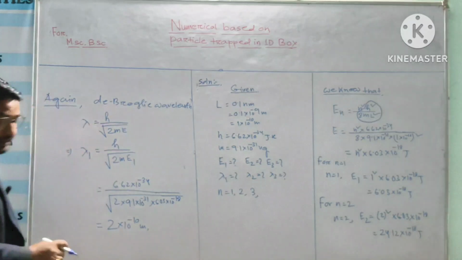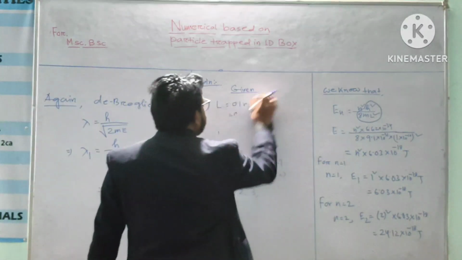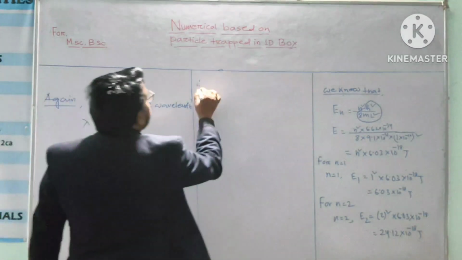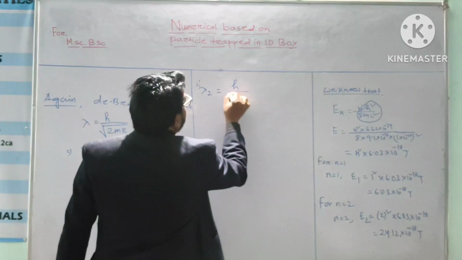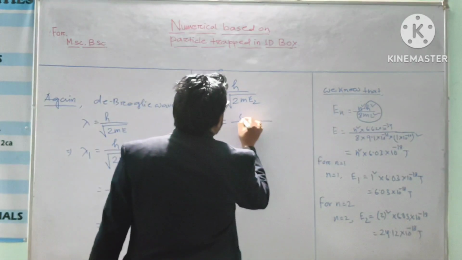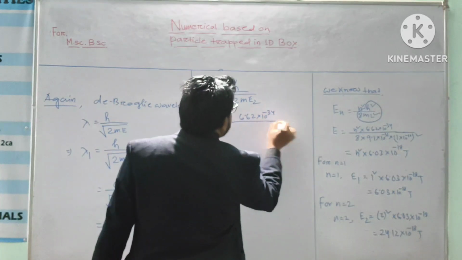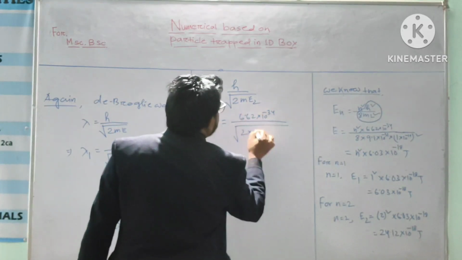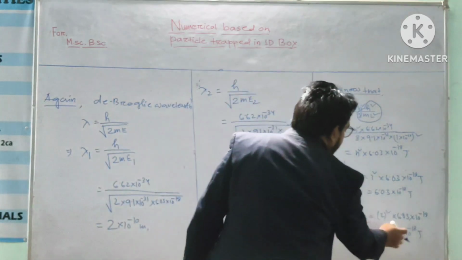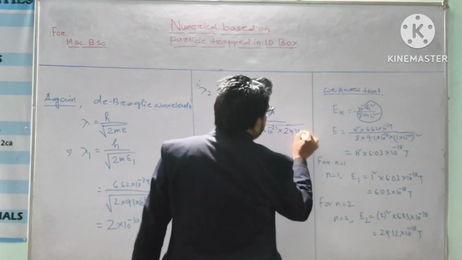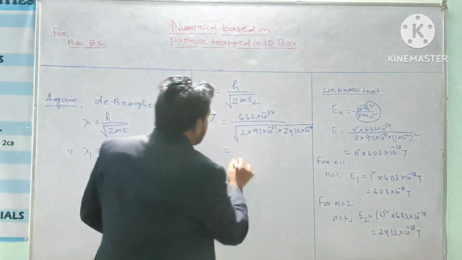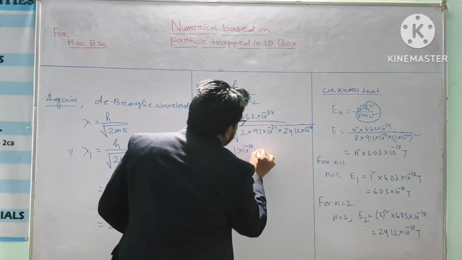Similarly, we can write lambda 2 equal h by under root of 2mE2. Now the value of h equals 6.62 into 10 to the power minus 34, and the value of 2 into mass of electron 9.1 into 10 to the power minus 31, and the value of E2 equal to 24.12 into 10 to the minus 18. After solving this part, we get 1 into 10 to the power minus 10 meter.